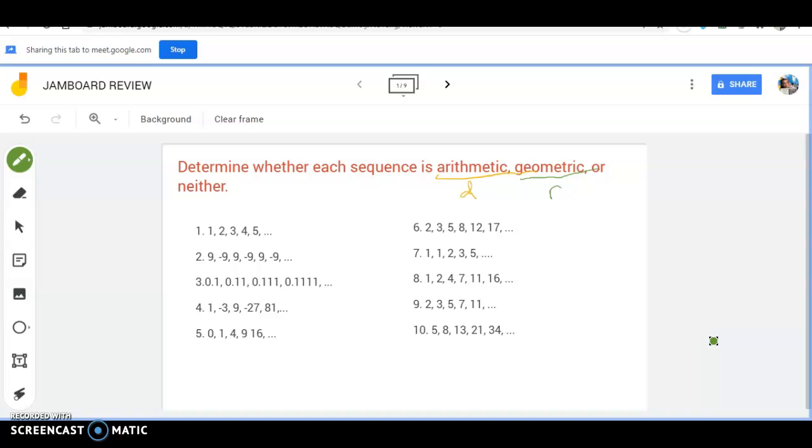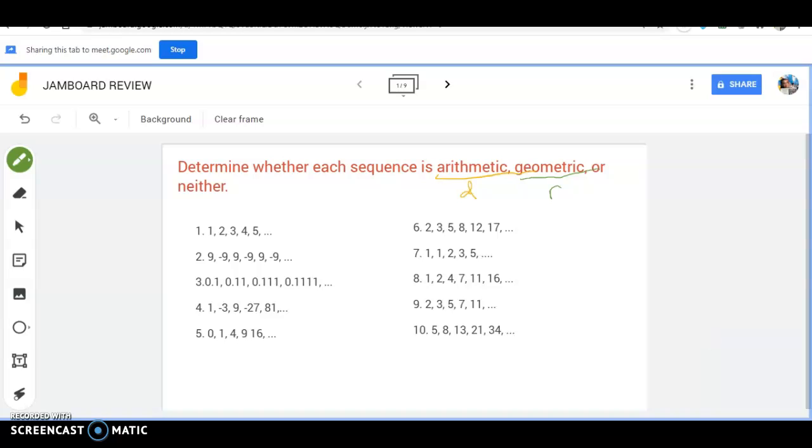So let's try to determine now, if this number sequence over here, we have 10 number sequences, I'll just leave the rest 5 to you guys. If these number sequences are arithmetic, geometric, or neither. Pag sinabi natin neither, wala dyan yung pagpipilian. Okay? So let's have this number 1.